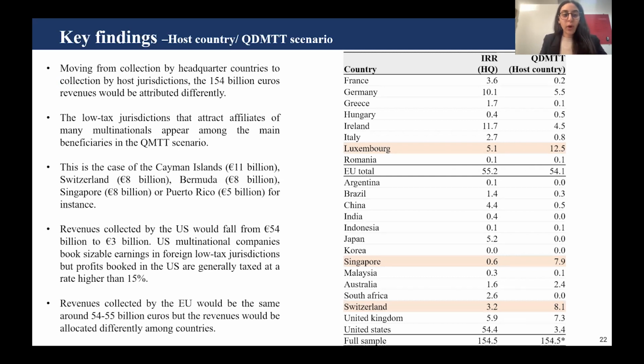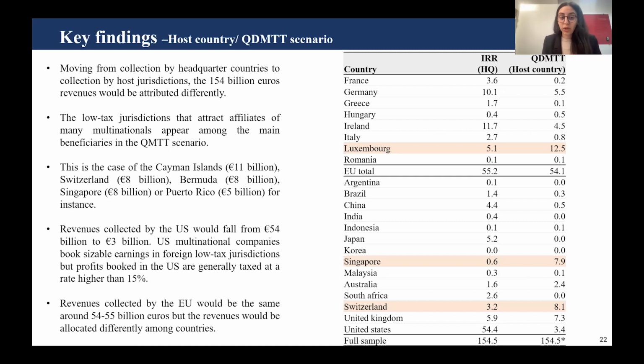So now under the QDMTT, or the host scenario, where the host country will collect the top-up tax, things will change. We are still going to have the same total as the first scenario, which doesn't change, the 154 billion euros after carve-outs. What will happen under this scenario is that this amount will be distributed differently, as now the host country will do the top-up tax itself.